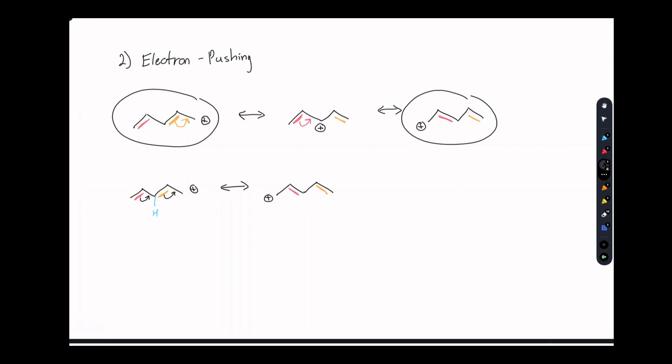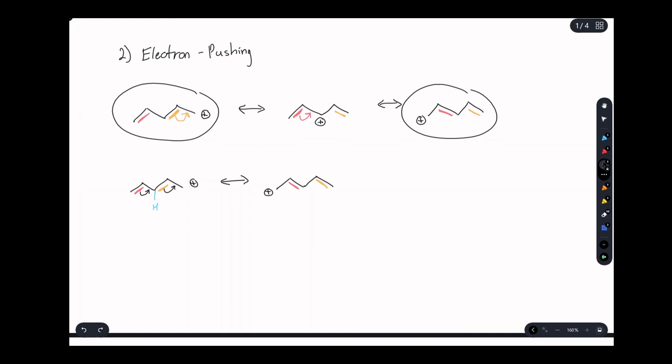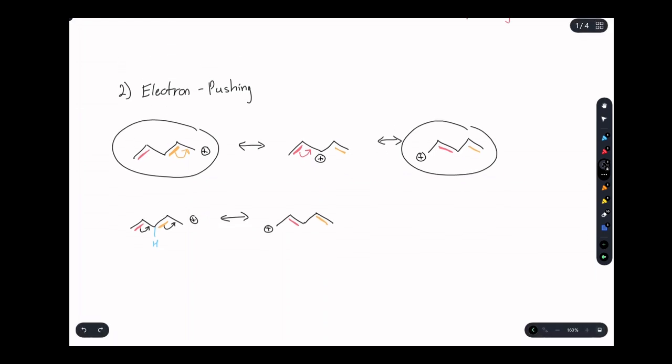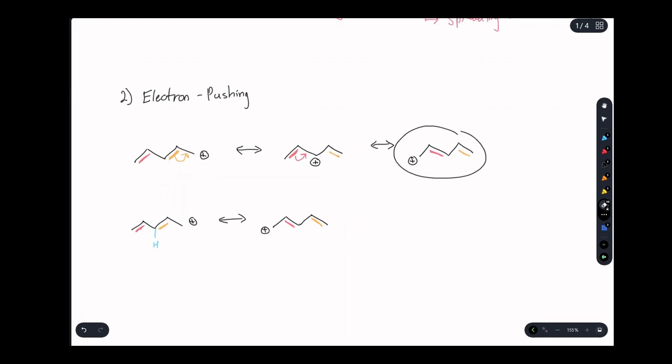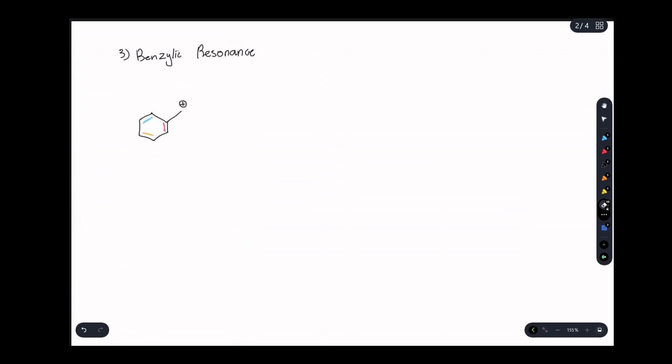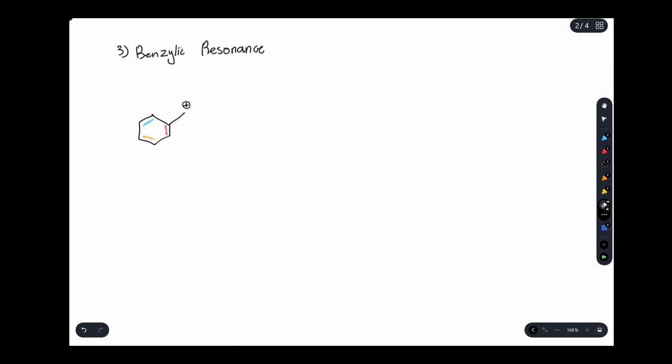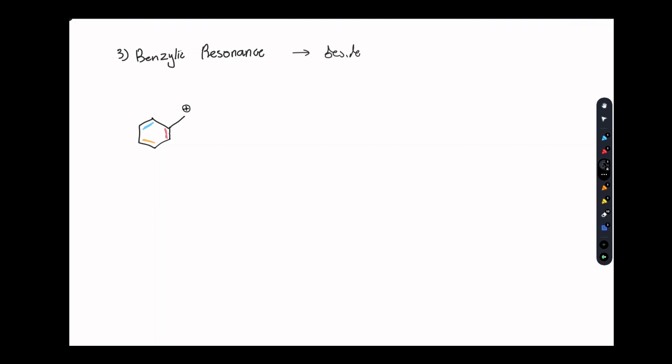In theory, all resonance forms should be drawable from any of the original resonance forms. You should always be able to move the electrons around any way you see fit, assuming you don't break the original rules. This brings us to our last type of resonance, which is benzylic resonance. Similar to allylic resonance, this is when you are adjacent or beside a benzene.